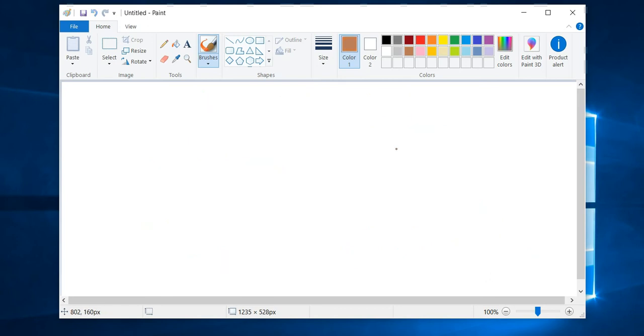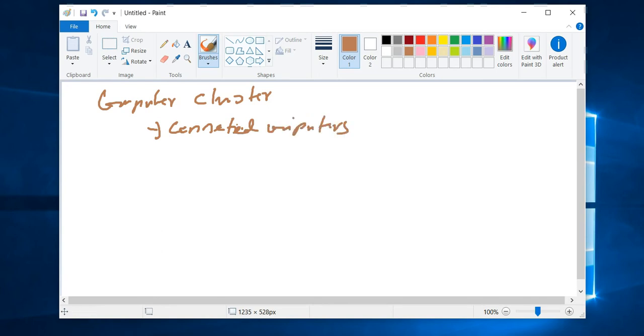So now let's talk about the computer cluster. What is that? A computer cluster is a set of loosely or tightly connected computers. So that means we can say that these are connected computers that work together in order to achieve a common objective.